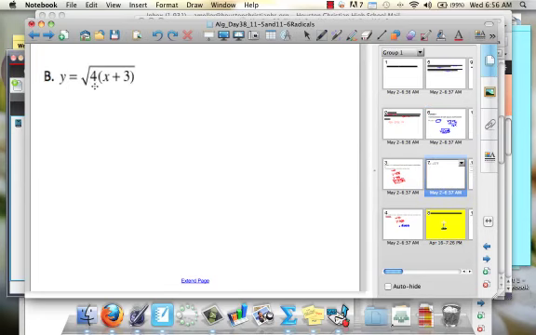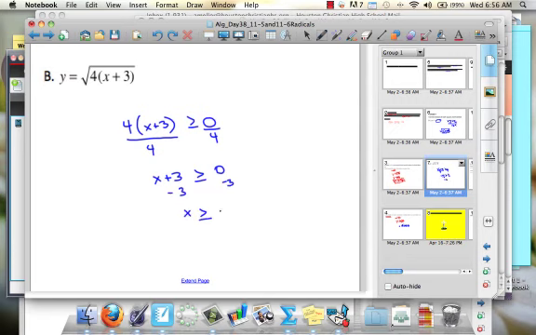Alright, let's try this one. I've got 4x plus 3 has to be greater than or equal to 0 because the stuff inside can't be negative. First I'm going to divide both sides by 4 because that's what's on the outside. So I have x plus 3 has to be greater than or equal to 0. Now I'm going to subtract 3, and I've got x is greater than or equal to negative 3. So my domain is negative 3 to infinity, and include negative 3.